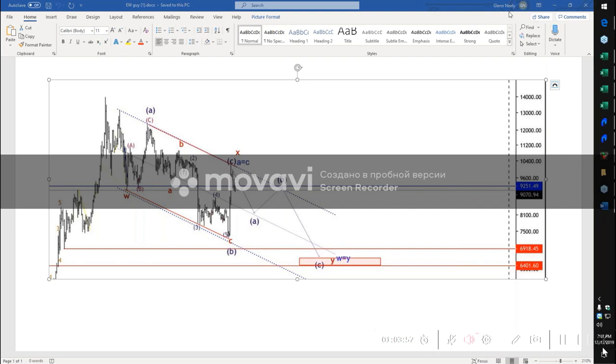But clearly the most violent action is going up, so the trend should be considered up. So the A's, the 1s, the 3s, the 5s, the C's should be going up. All the corrective B, D, X should be going down.